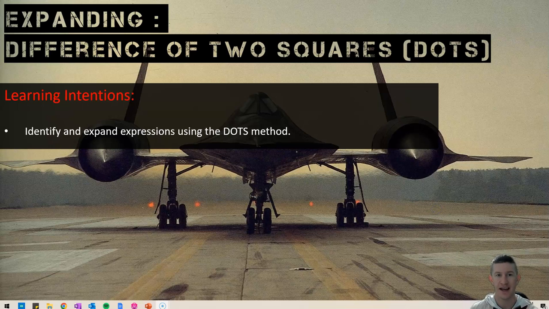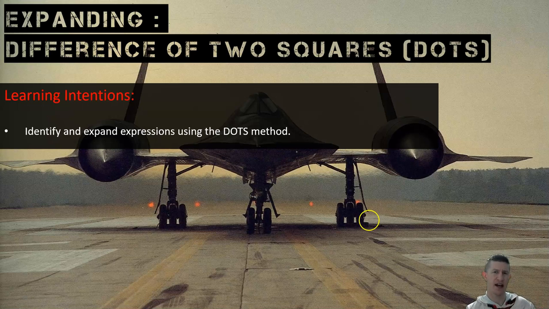In this video, we're looking at expanding out fractions, algebra, brackets, etc. But specifically, we're looking at expanding using the difference of two squares, which we sometimes abbreviate to the dots method. So the learning intention for today is to identify and expand expressions using the dots method. What is the dots method, I hear you wonder?